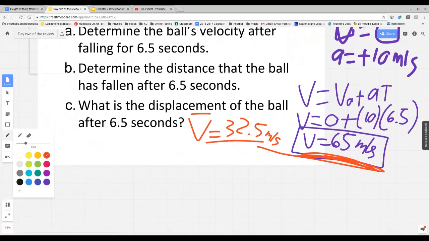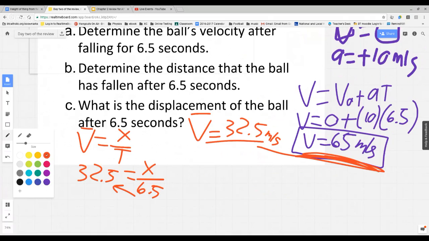Is that for part B? And then if you want to know the distance, you got to use that very top formula of number 1 over there. So V average equals X over T. Our time is 6.5, so we have 32.5 equals X over 6.5 times. It's for B, yeah. Oh, I thought this was for C. Well, the distance and the displacement in this case will be the same. Yeah, this will give you the same answer as that.